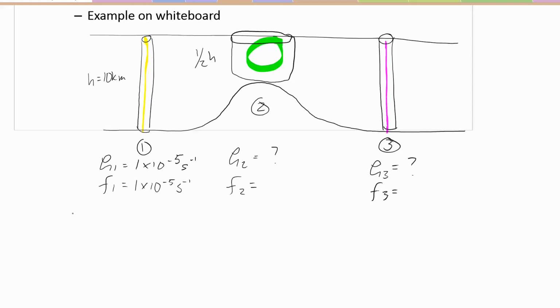So you can do a calculation of PV equals 1 times 10 to the minus 5th plus 1 times 10 to the minus 5th over 10 kilometers. And that equals 2 times 10 to the minus 5th over 10 kilometers.